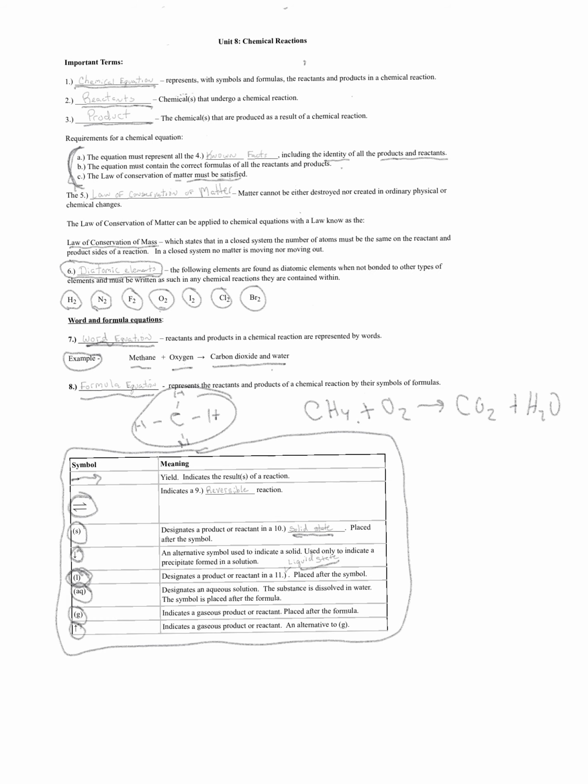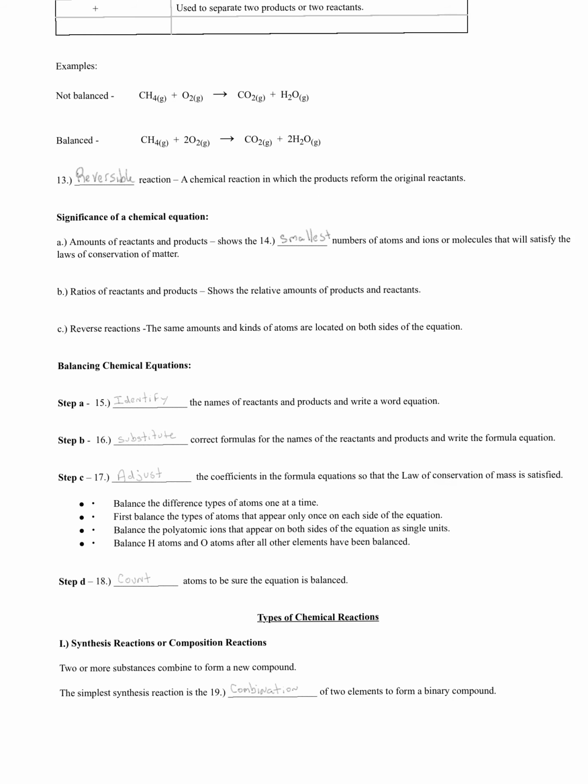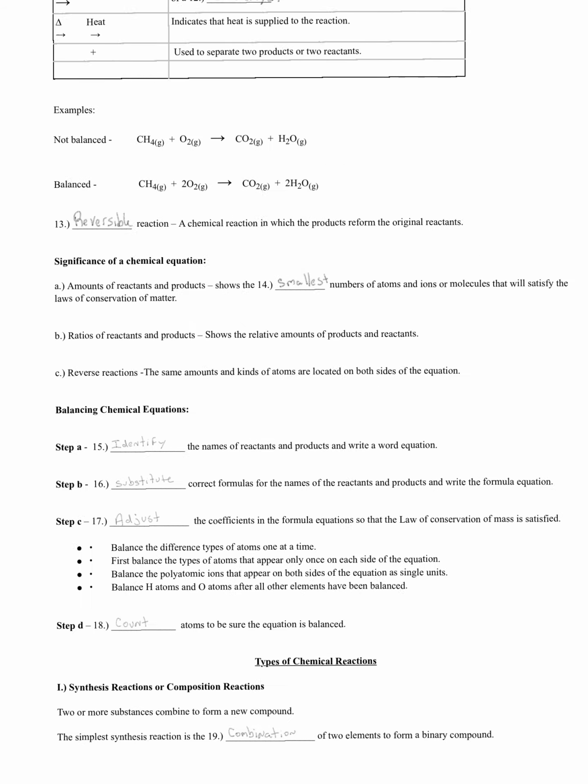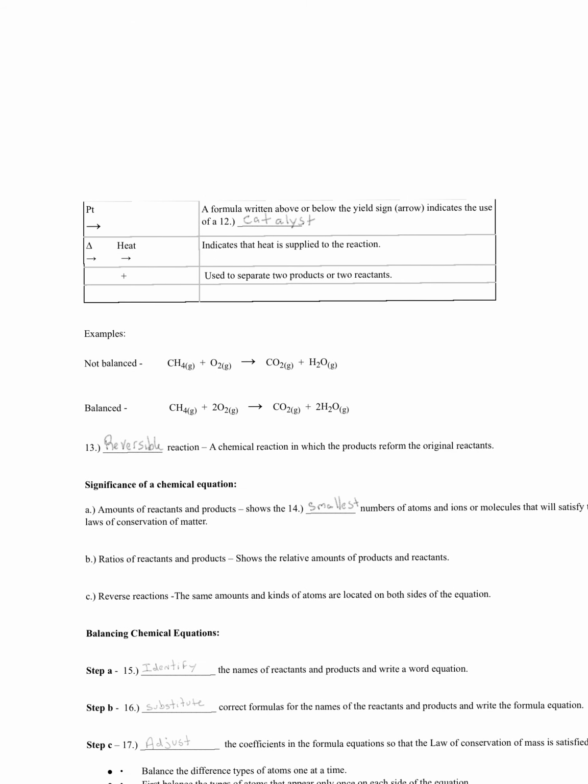And let's look at some more. Okay, so these are some additional letters or symbols that indicate something in a chemical reaction. So if you look at the arrow with a formula above it, the formula written above or below the yield sign, right, so you can put it here, you also can put it down here, indicates the use of a catalyst.